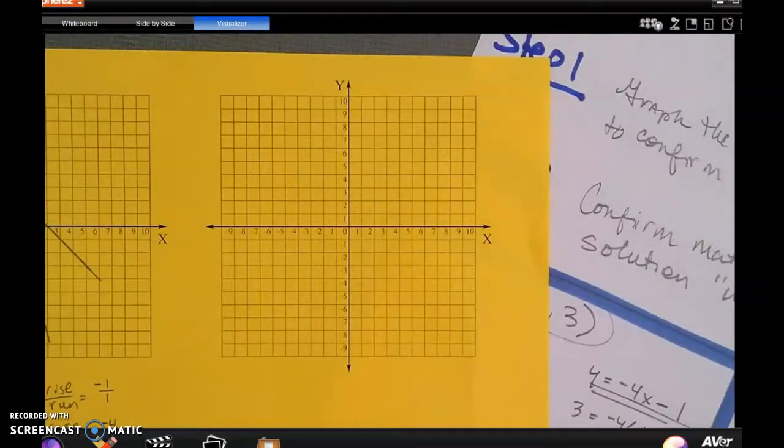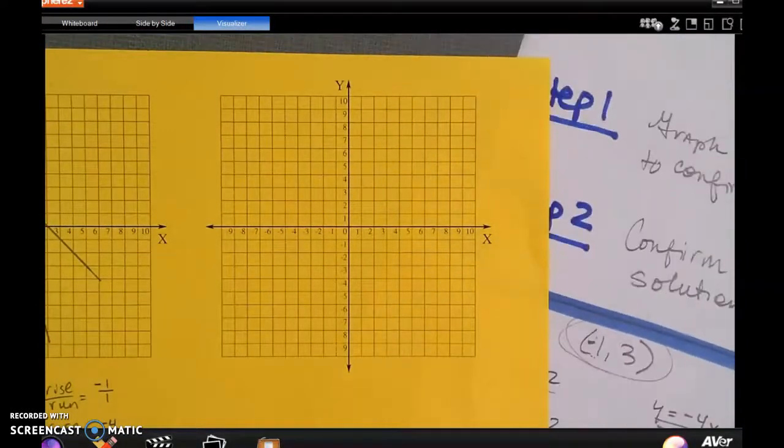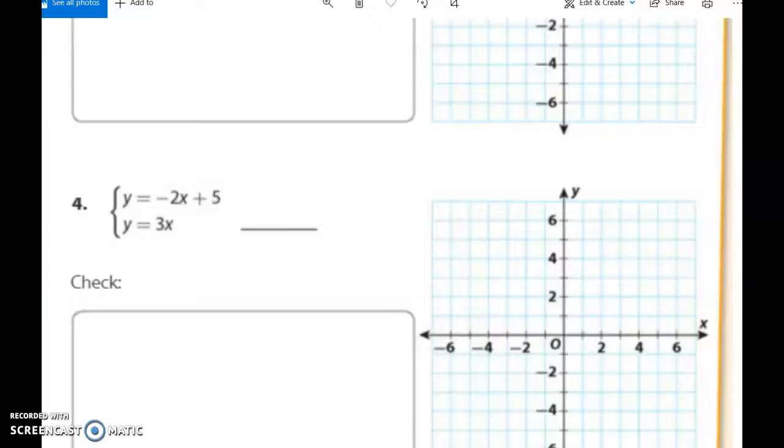So let's go ahead and go back to that initial slide. Taking a look back at our equations, we have y is equal to negative 2x plus 5 and y is equal to 3x. What I want to do is graphically confirm, that means on the graph, what my solution would be, and then confirm that mathematically. So let's go ahead and move back over to our work.